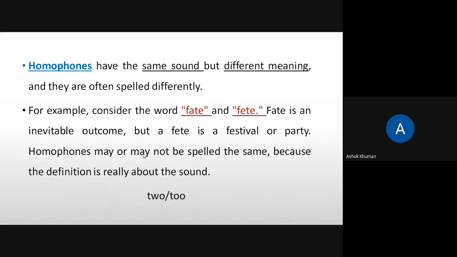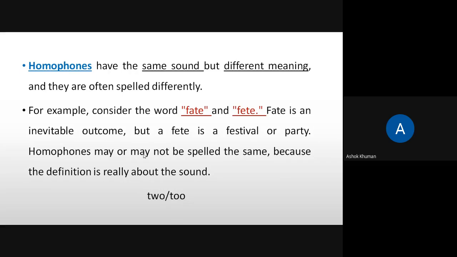For example, consider the words fate and fete. The first one, fate, means an inevitable outcome. Fate is our destiny. And the latter one, fete, is a festival or a party. So both sound the same, spelling different, meaning different, only the sound is the same. That's why, because they sound the same, they are called homophones.